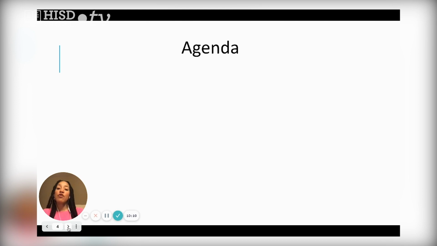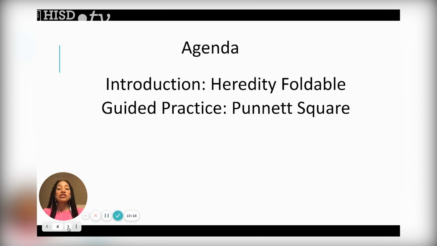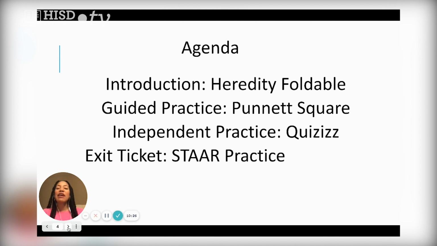Our agenda for today. The first thing we're going to do is fill in our heredity notes. And then we'll move on to practice with the Punnett Square so that we can know how to predict what will happen from one generation to the next. And then we'll do a little quiz and, last but not least, get ready for that STAR test in May by practicing some STAR practice questions.